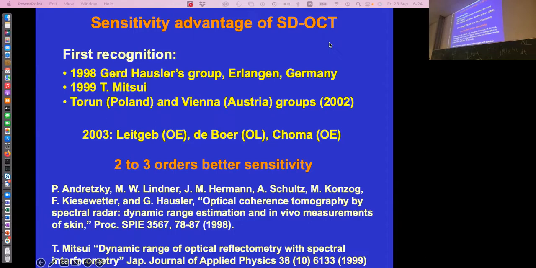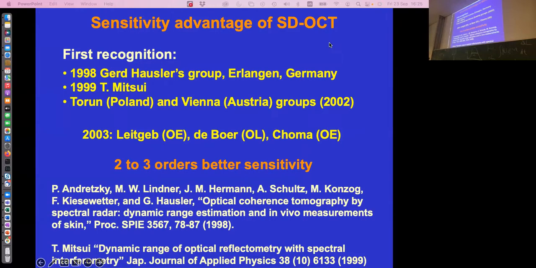This method of using a spectrometer actually has a sensitivity advantage. In 1998, Gerd Hausler, a professor in Germany, proposed at conferences that the spectral domain method was superior to moving that mirror back and forth. In 1999, Mitsui published a paper in the Japanese Journal of Optics, which was basically completely ignored by the field. But people kept working on it. In 2003, it was experimentally demonstrated and theoretically derived that this spectral domain method is far superior to moving the mirror, not by a little bit, but by 2 to 3 orders of magnitude.